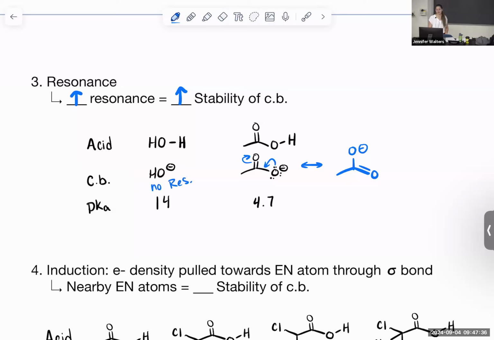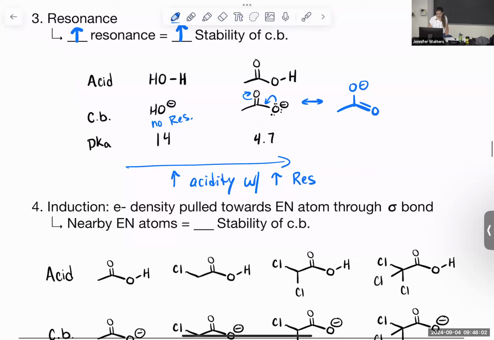There's nowhere to put that electron density. It's stuck on the oxygen. So then you are increasing your acidity with increasing the number of resonance structures. Having resonance is going to make you more stable, a weaker base. So therefore, you came from a stronger acid.